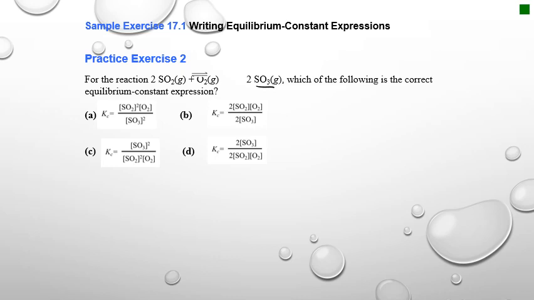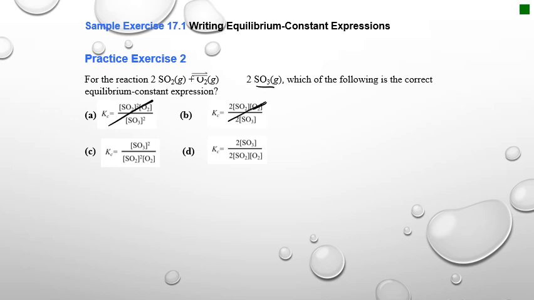So anything with SO3 in the denominator, we can cancel off as an answer choice. So I can get rid of A, and I can get rid of B. So now I have to decide between C and D.